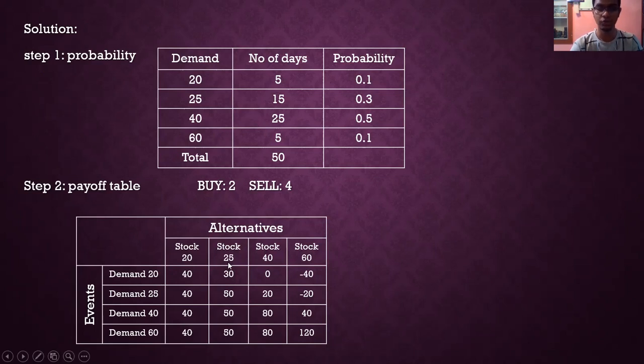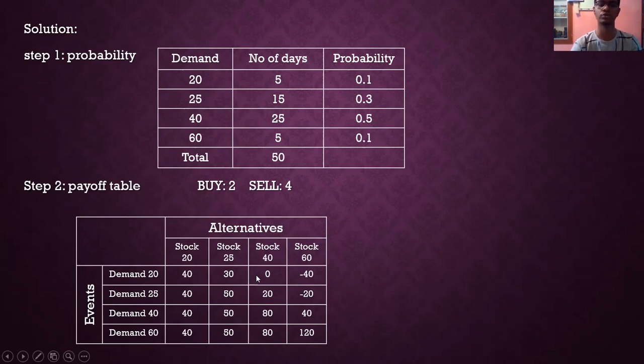Now 5 stocks are remaining, right? If we don't sell one particular unit, we incur a loss of rupees 2. So if we incur a loss of 2 for one dose, for 5 doses, how much loss are we making? 2 into 5 will be 10. By selling 20 stocks, we got a profit of 40, and with that profit we incurred a loss of 10. So that 10 we subtract from our profit. 40 minus 10 will give us 30. That 30 we are writing here.